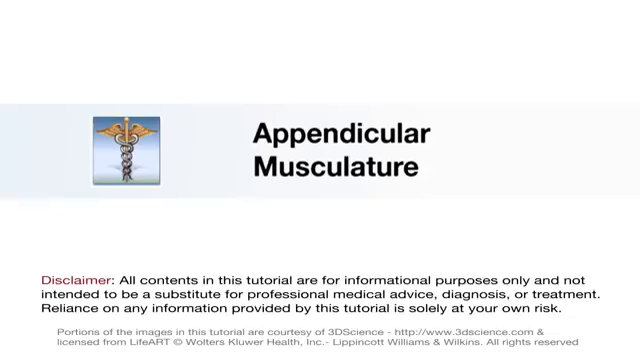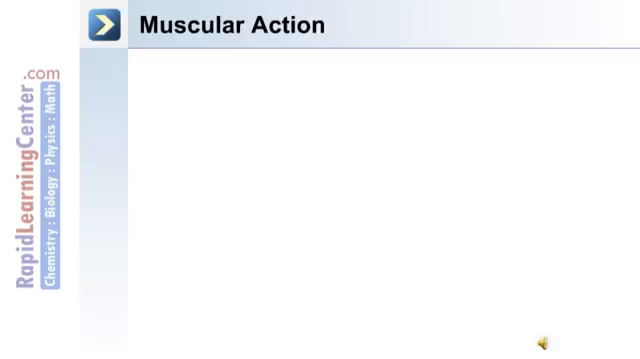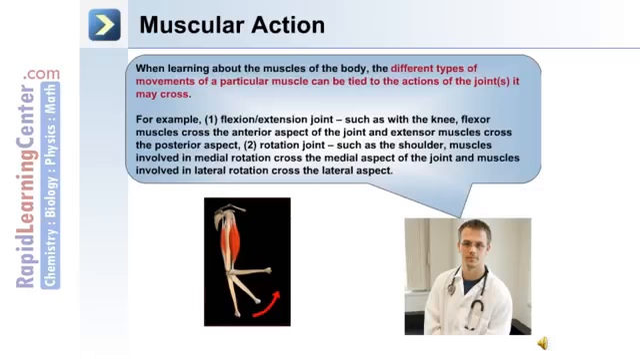Let's begin with the appendicular musculature of the body. Muscular action. When studying and learning about the muscles of the body, the different types of movements of a particular muscle can be tied to the action of the joints it may cross. For example, a flexion-extension joint such as the knee, flexor muscles cross the anterior aspect of the joint and the extensor muscles cross the posterior aspect.